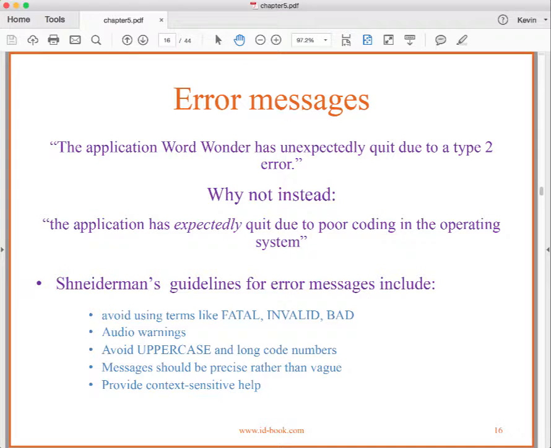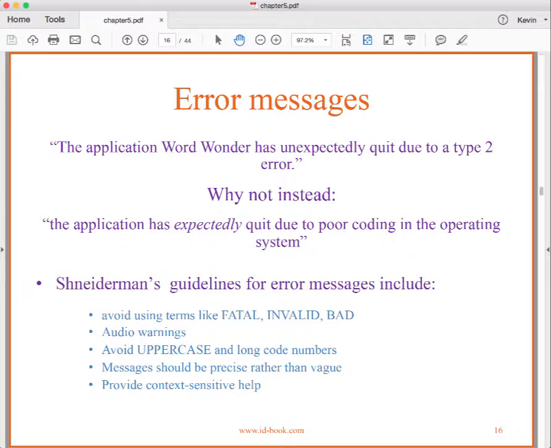Error messages. Error messages can be quite frustrating. So the example we have up on the very top, the application Word Wonder has unexpectedly quit due to a type 2 error. Why not instead say the application has unexpectedly quit due to poor coding in the operating system? Well, we don't know that it's in the operating system. Okay, so there are all kinds of things that you can do either right or wrong with error messages.